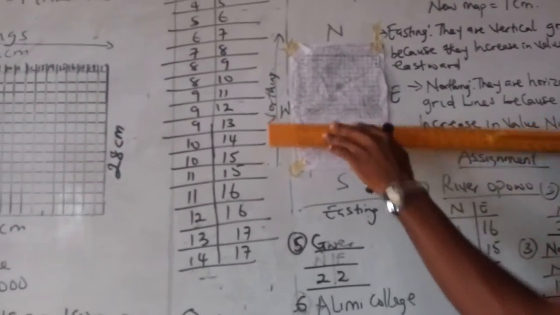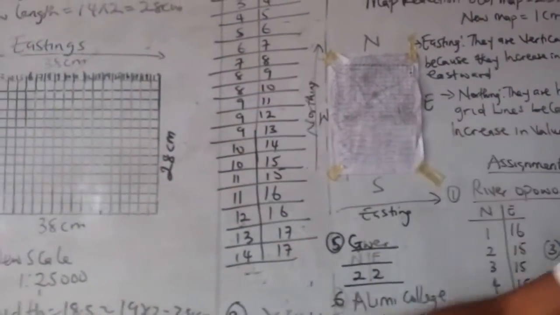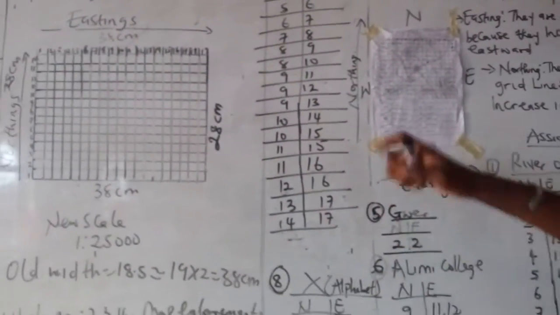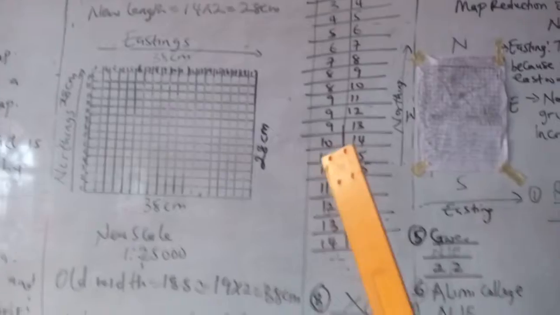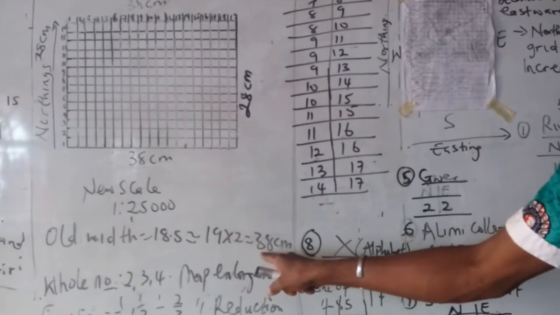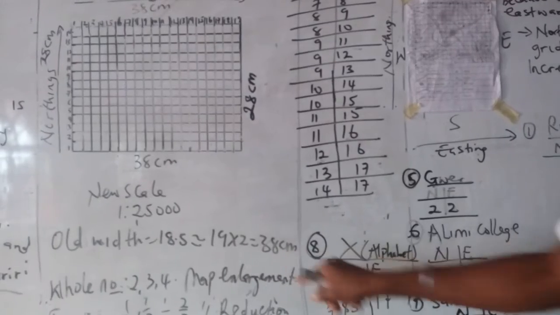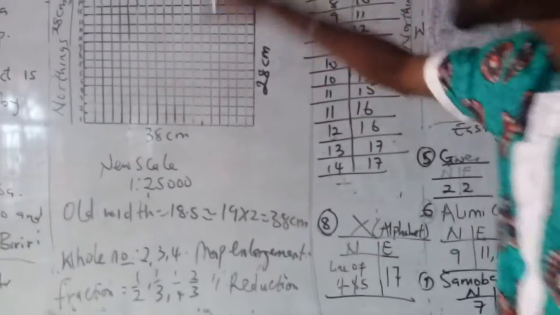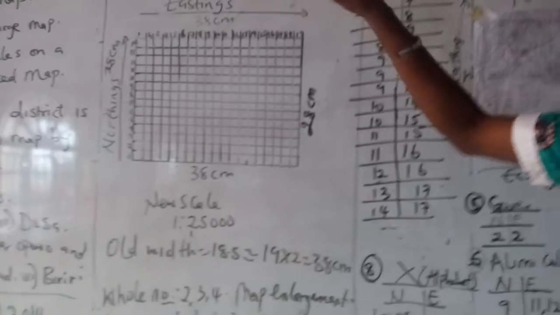18.5, which is approximately 19. Now you say that 18.5, which is 19, multiplied by 2 gives you 38 centimeters. Now come back to this, the one you submit to the examiner.